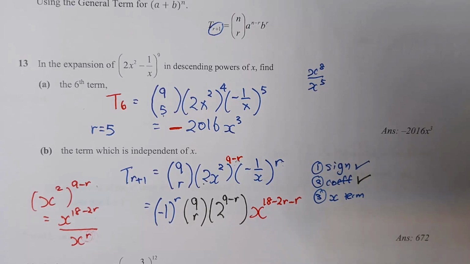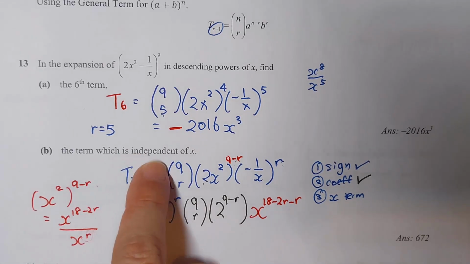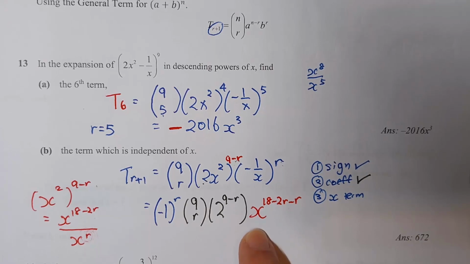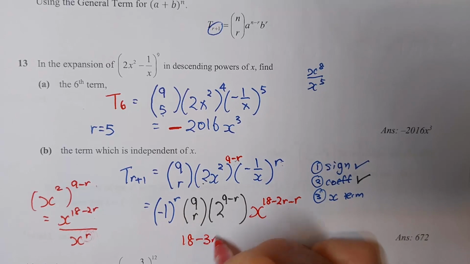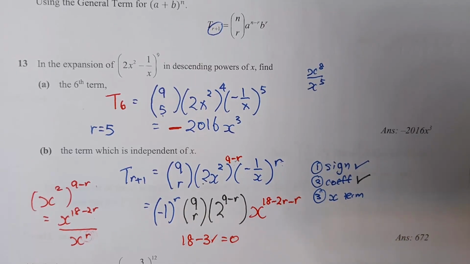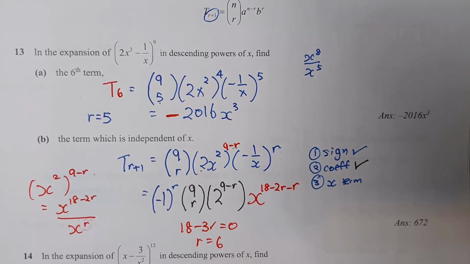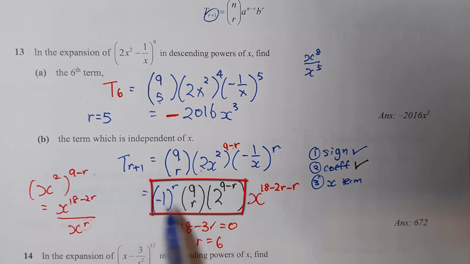Okay, so let's leave it like this for a while. So the term that is independent of x. Independent of x means there is no x, which means that the value here should be 0, which means 18 minus 3r should be 0. And this is how we find the r value. r is actually 6. With the r value found, everything else will be so easy. So I will just need to sub r back into here, here, and here. And I'll be able to find the term which is independent of x, because this will give us the full coefficient.